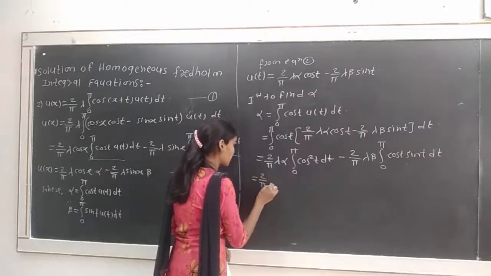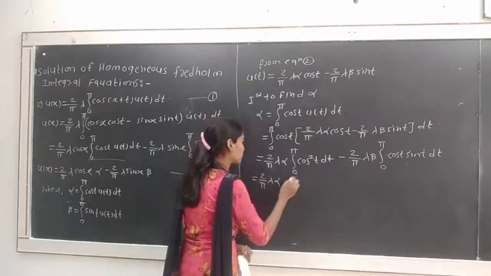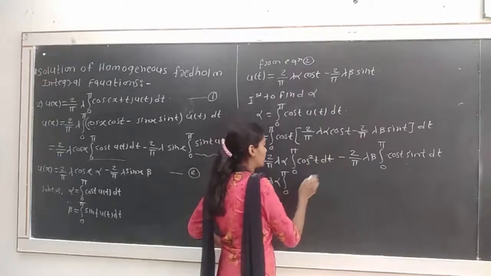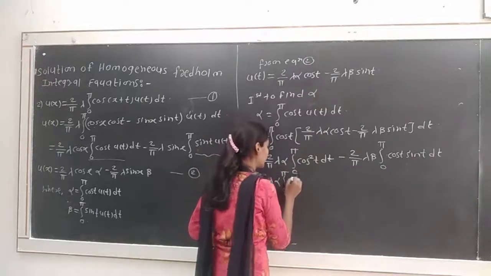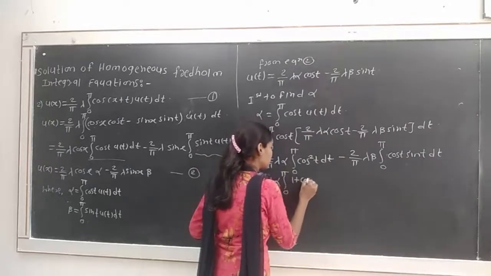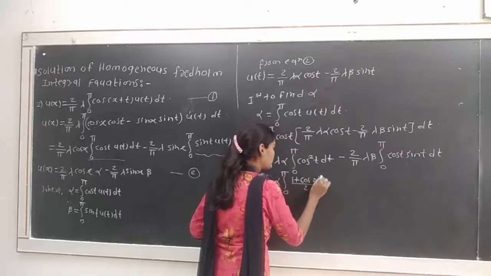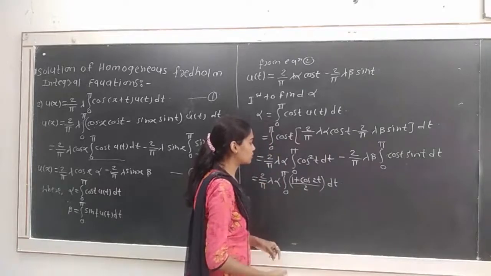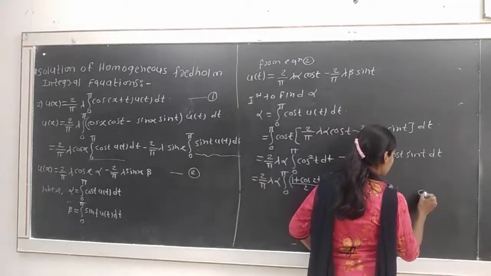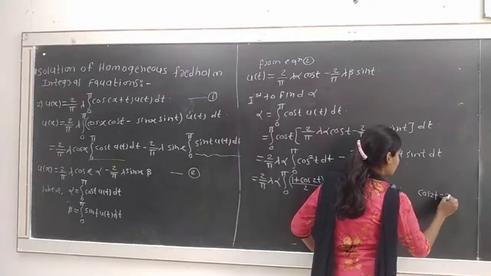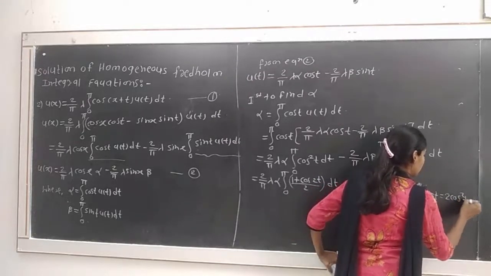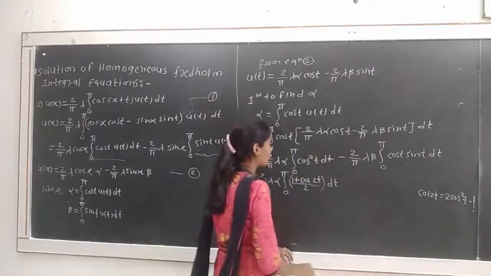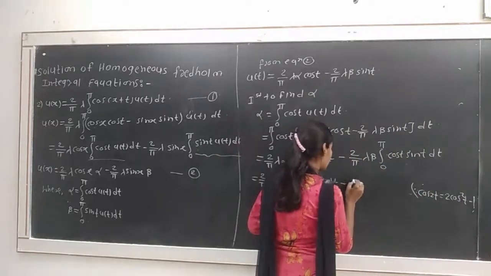So 2 by pi lambda alpha, here we use the formula of cos of 2t. So instead of cos square t, for finding the integration we can write 1 plus cos 2t divided by 2. We know the formula of cos of 2t: cos 2t is equal to 2 cos square t minus 1. That is, we get 1 plus cos 2t divided by 2. Then the integral, applying the formula.